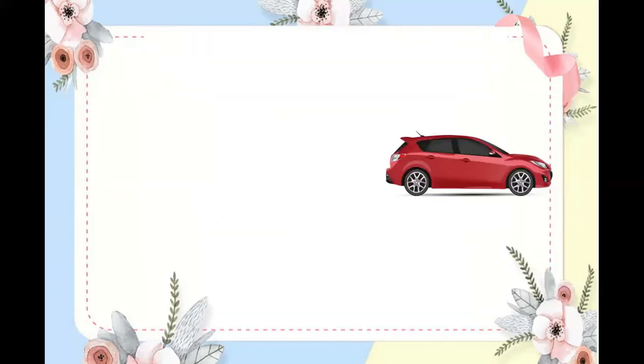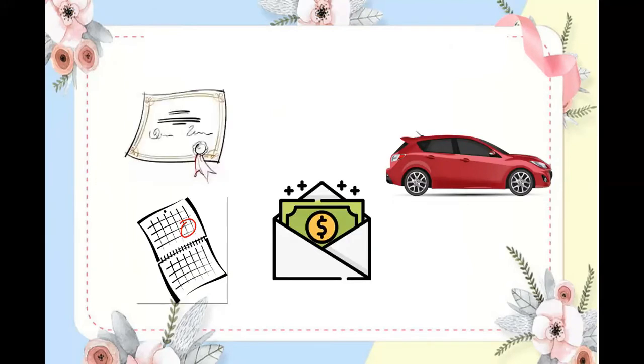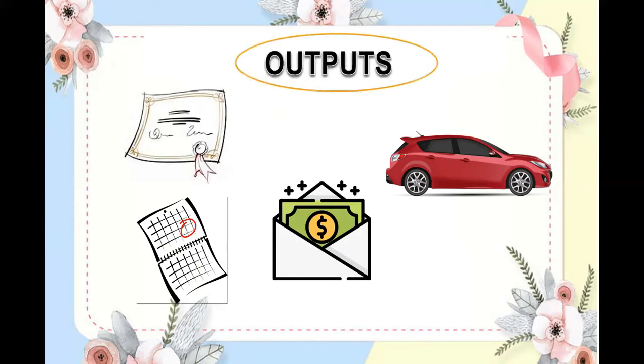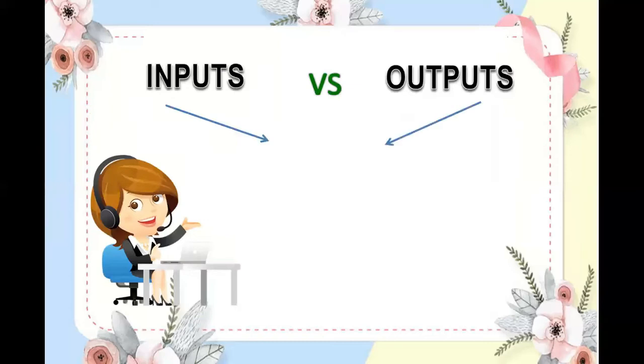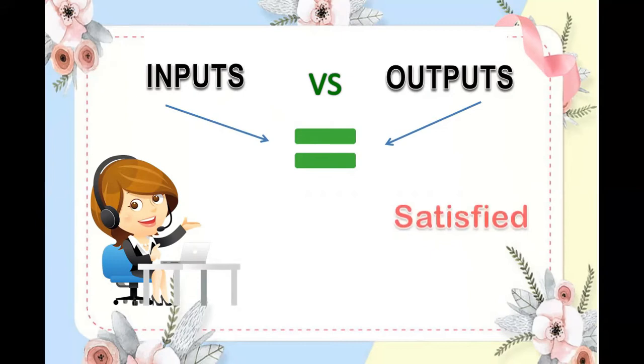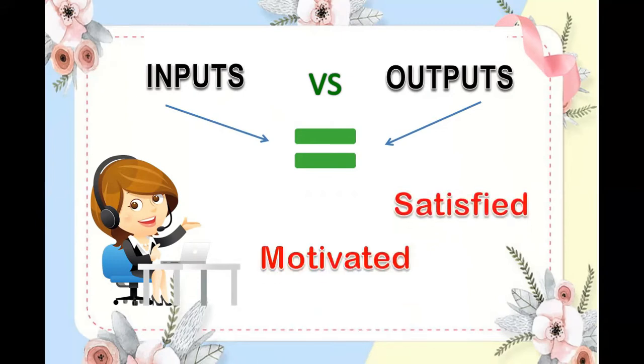Then while you were working, you got a company car, a good salary, recognition and achievement, and enough breaks. These are all the outputs. So Adam's equity theory is all about inputs versus outputs. So when you feel that your inputs and outputs are equal or fair, you will likely be satisfied and motivated to get to work.